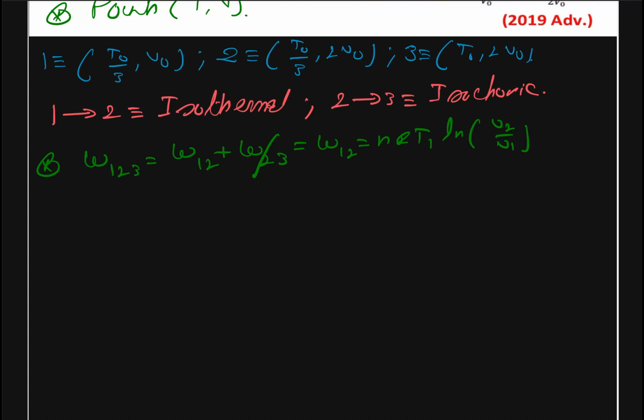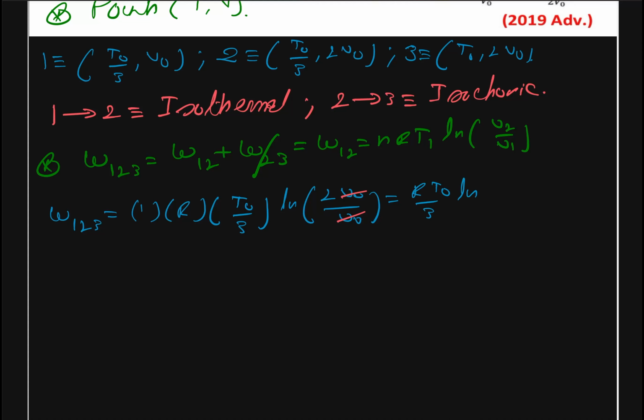So therefore we can write that work done 1, 2, 3 will be equal to 1R, and T1 is our T0 by 3, and the volume is our twice V0 by V0. This V0 and V0 goes away, so this comes as our RT0 by 3 and natural log of 2.